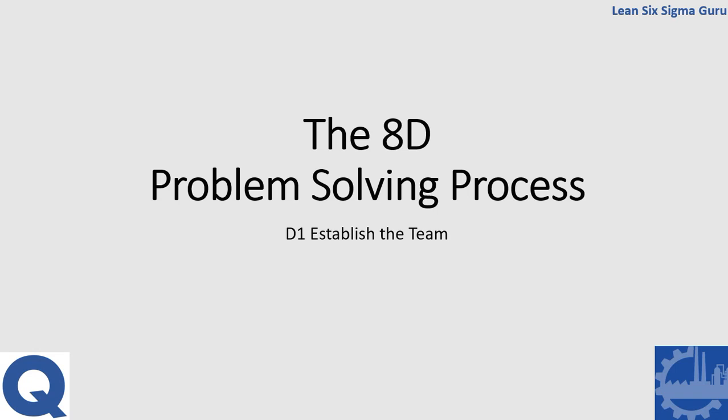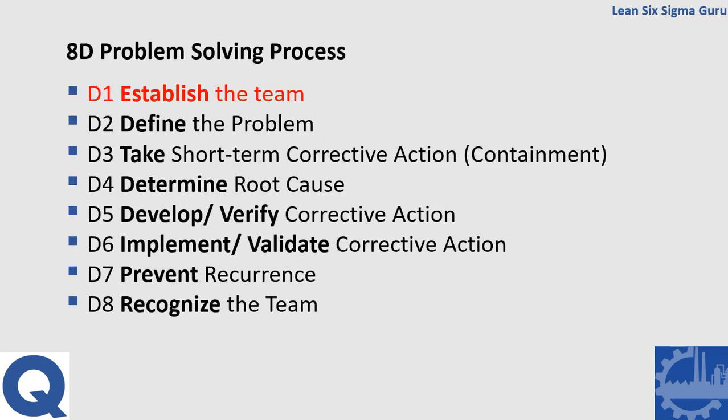This short video introduces the 8D problem-solving process and specifically D1, the first step to establish the team. The 8D process in total consists of 8 steps that must be followed in sequence. The first one, to establish the team, is what is addressed here.